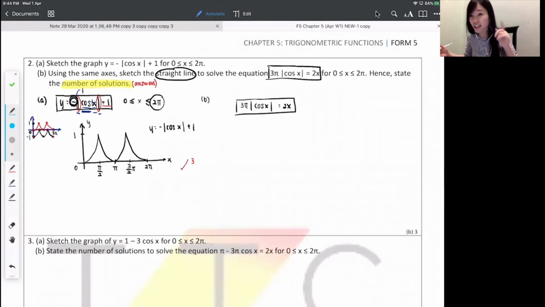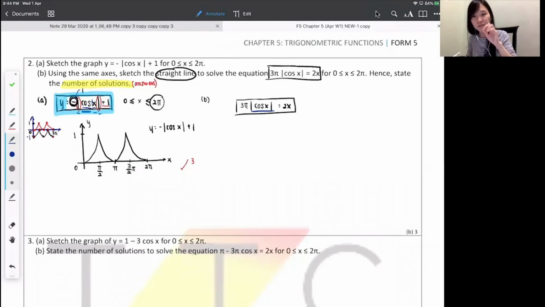When I look at the question, I realize the only part with y is here. Can you see my blue color highlighter? They tell me y equals negative modulus cos x plus 1. So if you want to have a y now, you should try to have negative modulus cos x plus 1. Looking at the question now, do you see negative modulus cos x plus 1? No. But you do see modulus cos x. At least there is something the same, correct?